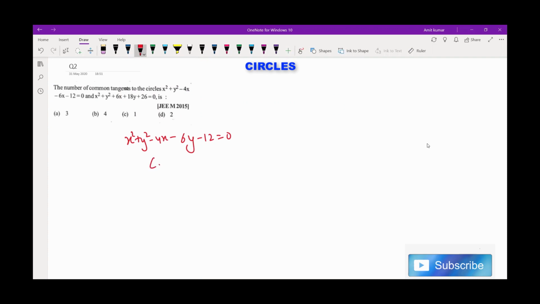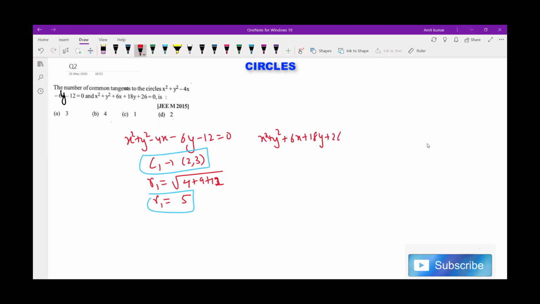The center of this first circle is (2, 3), and r1 is root of g square plus f square minus c, that is 13 plus 12, root 25, and this comes out to be 5. So C1 is here (2, 3) and r1 is here 5. And from the second equation, that is x square plus y square plus 6x plus 18y plus 26 equal to 0.